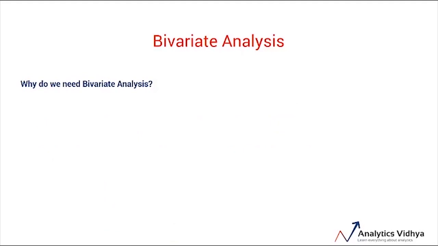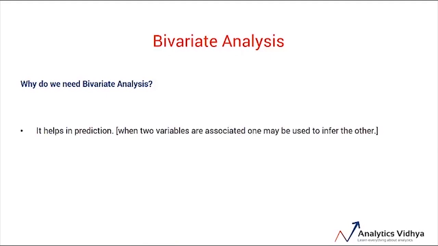Now that we know what bivariate analysis is, let us look at the different reasons as to why we need it. Bivariate analysis helps us in prediction. That is, when two variables are associated, one may be used to infer the other. Let's again have a look at the previous example of the weight versus height relationship. For example, if this is the relationship between weight and height, and I am to predict the weight of the person at this height, I can just extend this line, since a person that has this height will have a weight equivalent to this point. So we can see that a relationship between weight and height can be used to make predictions.